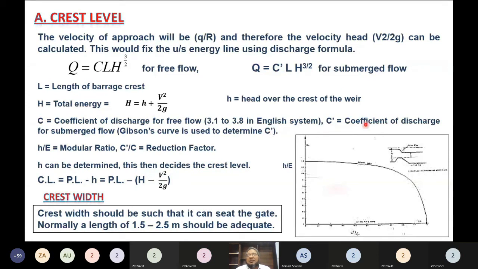And C dash is the coefficient of discharge for submerged flow. For that, we have to use Gibson's curve, which is this one. Before going to Gibson's curve, you must know the difference between free flow and submerged flow. What is the difference?